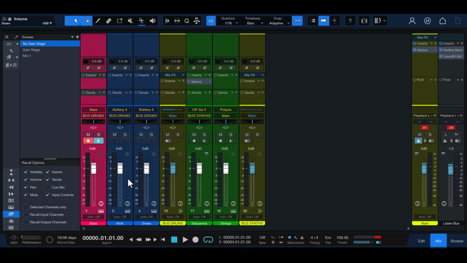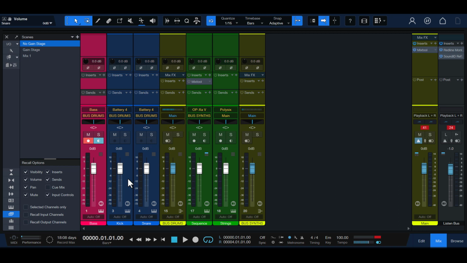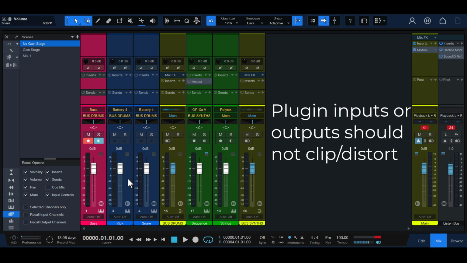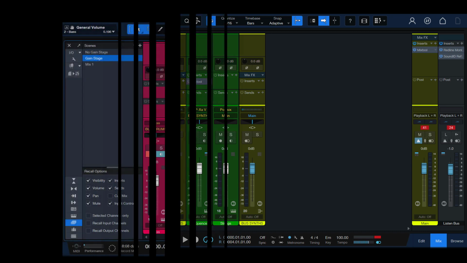As you add insert effects to the channel, such as EQs or compressors, ensure that the input and output controls of each plugin are not at an extreme value, such as very low or very high. This indicates you haven't gain staged properly. Related to this point, ensure that none of the inputs or outputs of any plugin in your chain is clipping or distorting. Always adjust the output of the last plugin in the chain so there isn't a noticeable level difference when you turn it on or off.